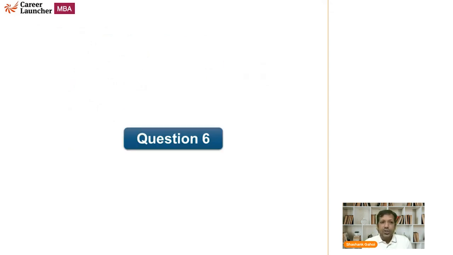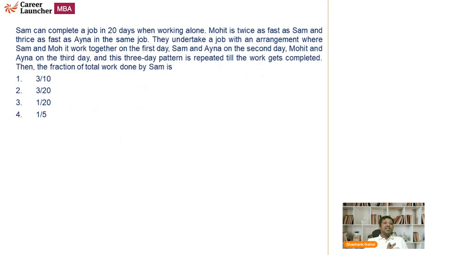What does it say? Question number 6. It says that Sam can complete a job in 20 days while working alone. Mohit is twice as fast as Sam and thrice as fast as Aina. So let's say the efficiency of M is M, the efficiency of Sam is S. Twice as fast means 2S, and thrice as fast as Aina means 3A. And let's say this is equal to 6. I'm taking 6 specifically because the coefficient of M is 1, the coefficient of S is 2, and the coefficient of A is 3.